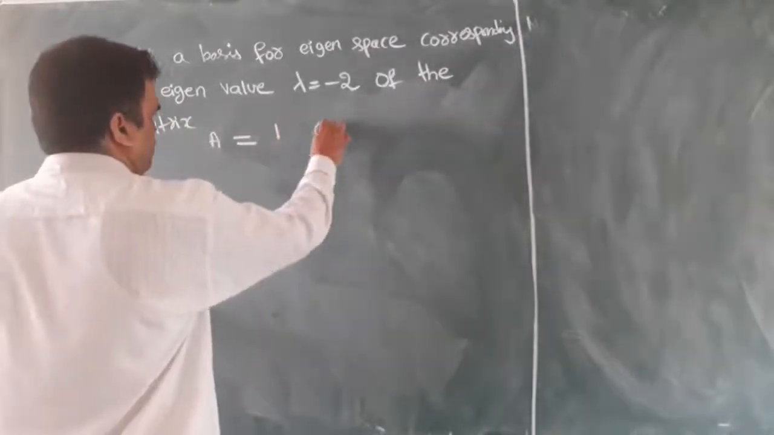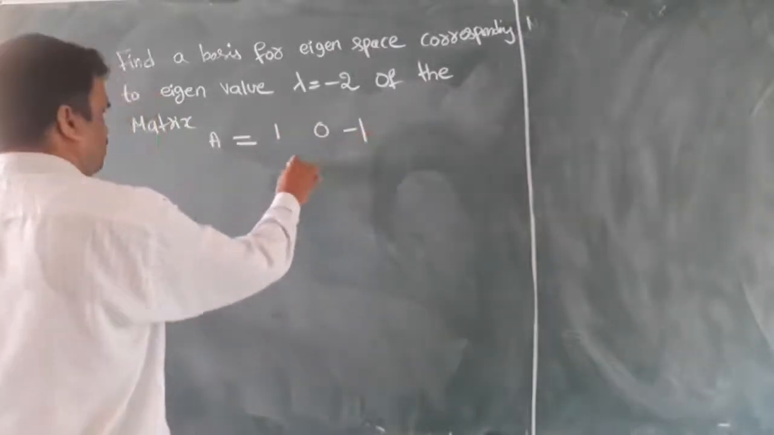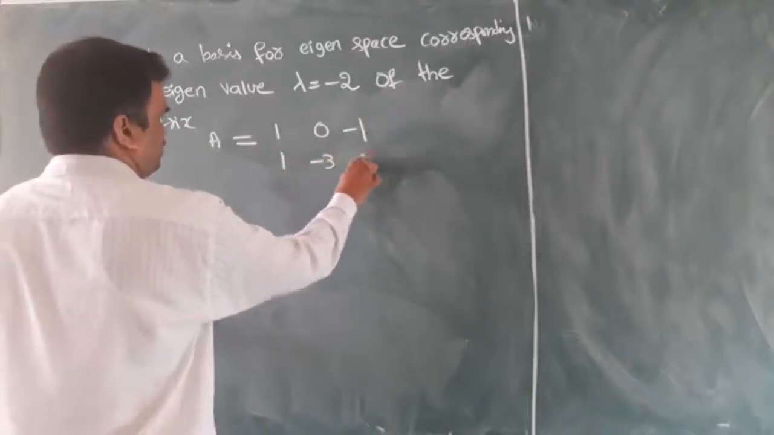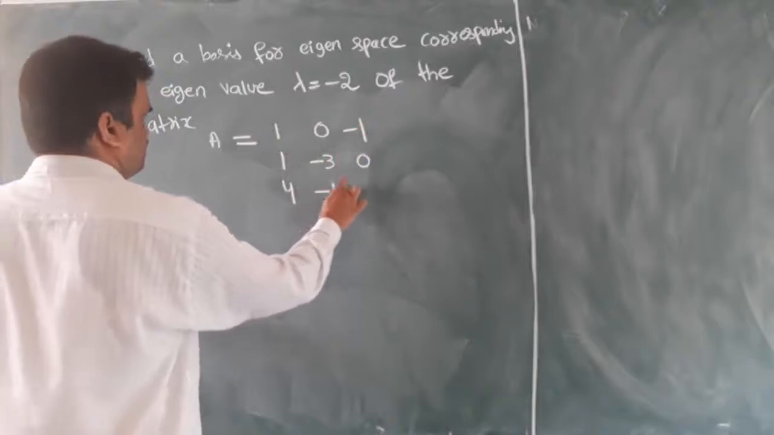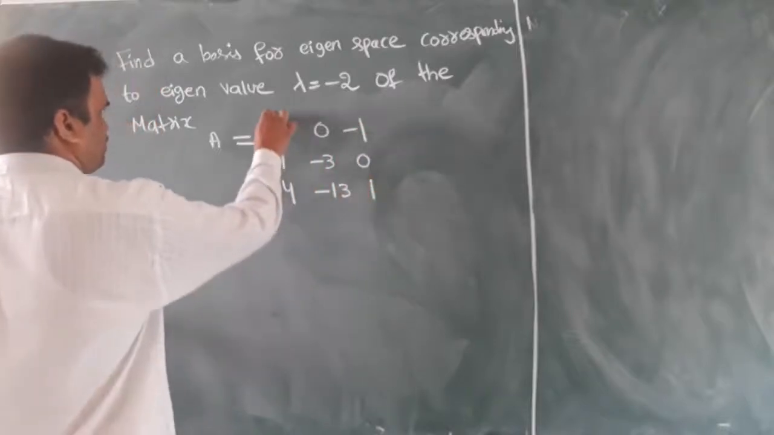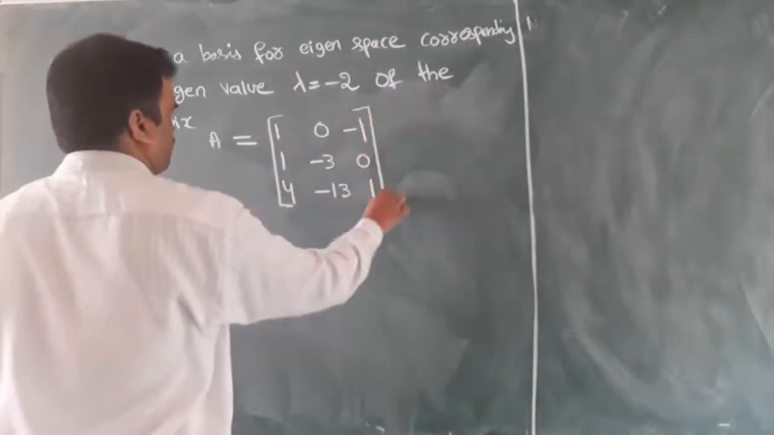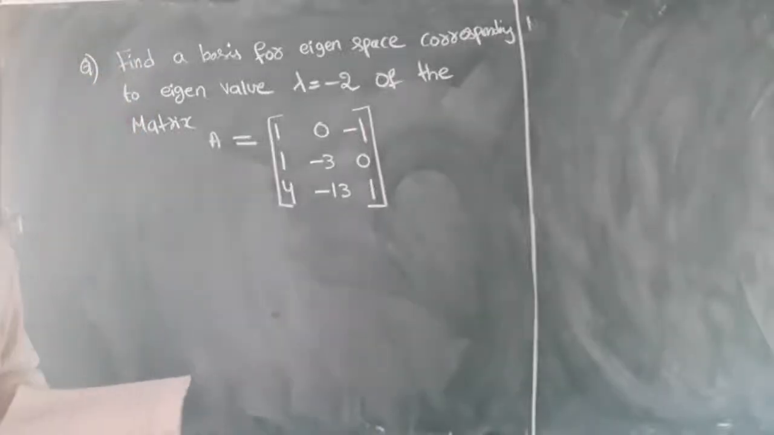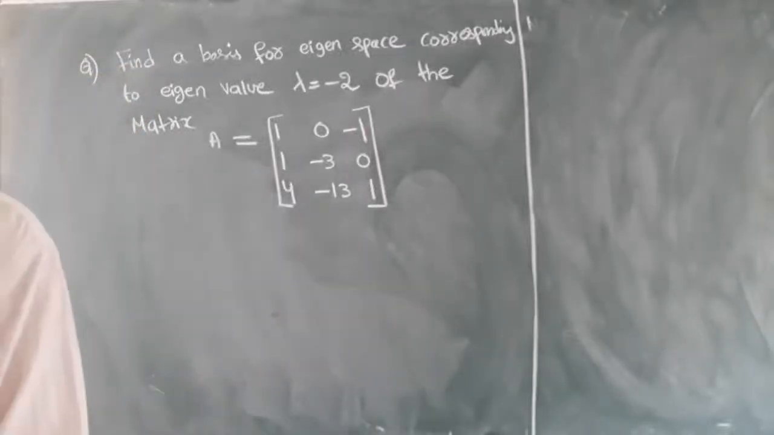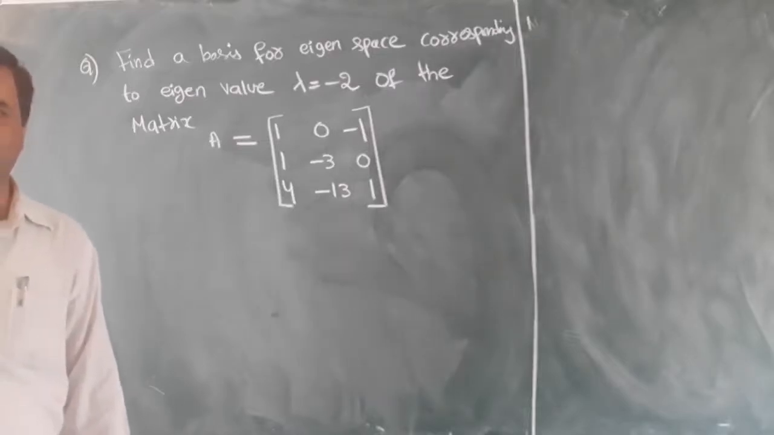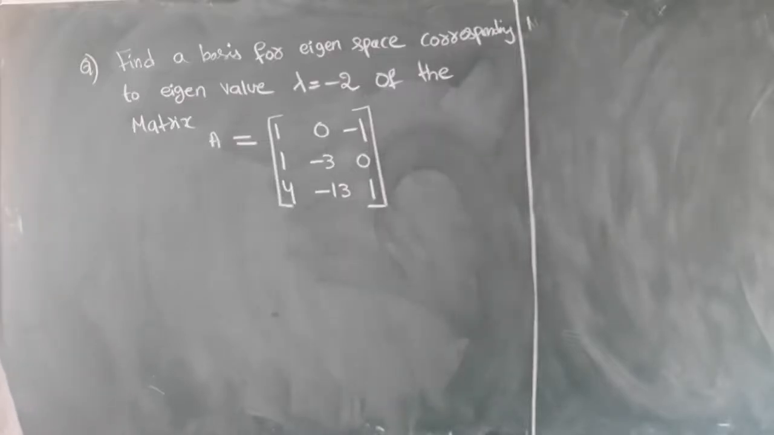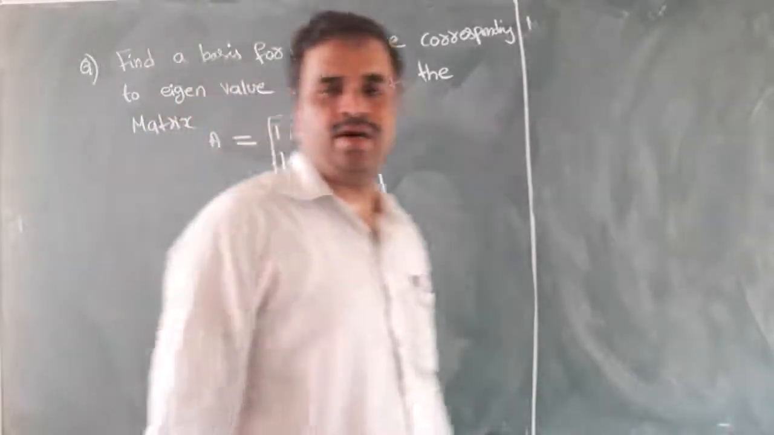1 0 minus 1; 1 minus 3 0; 4 minus 13 1. That's all. We have to find a basis of the eigenspace.